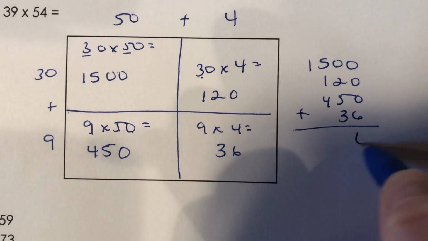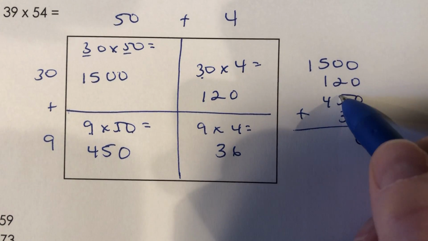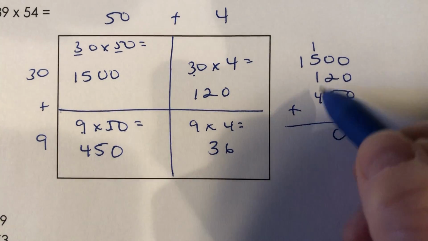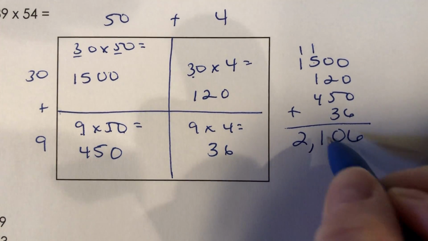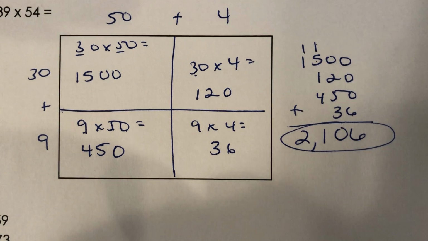So when I add my ones, I get 6. And for my tens, I have 5 plus 2 is 7. And 7 plus 3 is 10, so I need to carry that one. And 4, 5, 10, 11. Carry that one. And 1 plus 1 is 2. So 2,106 is what you should have for that.